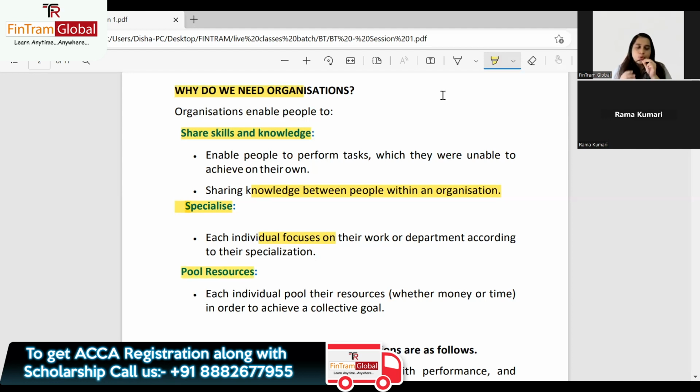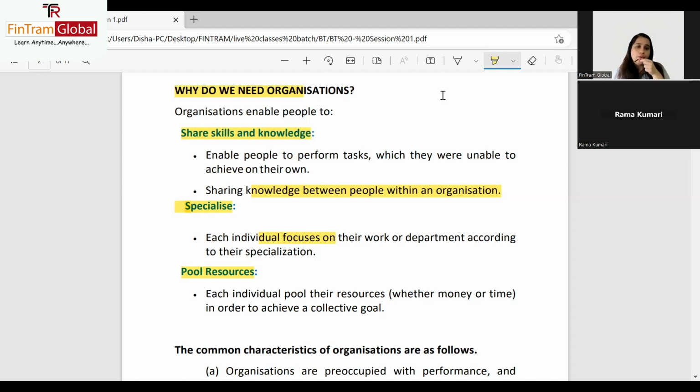Then there is a pool of resources. That is, each individual pools their resources, whether it is money or time, in order to achieve a collective goal. So when we have a task that has to be done, I am putting in time, maybe sometimes even extra time to make sure that work is done and the client is happy. So we are pooling resources. I am putting in my time, someone else is putting in their money, someone else might be putting in something else. So there is a pool of resources. So that's why we need organizations, because an organization is enabling us to share skills and knowledge, to specialize, and of course to pool the resources. Any doubts till now?